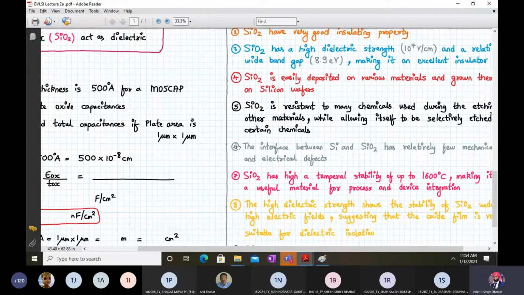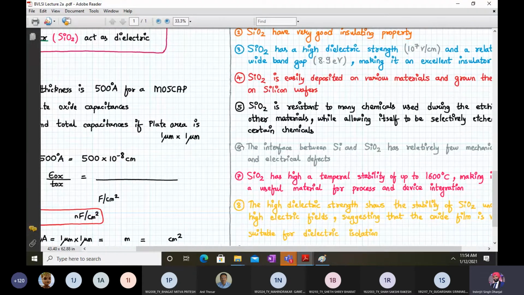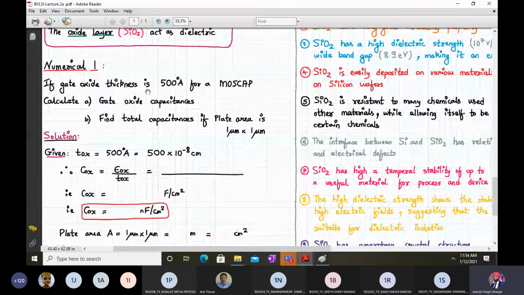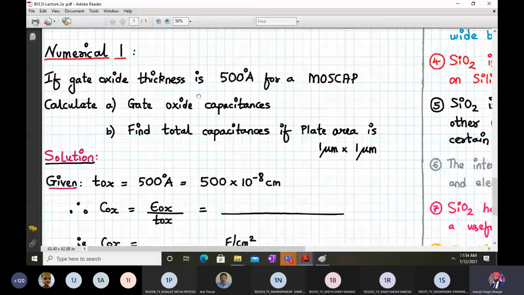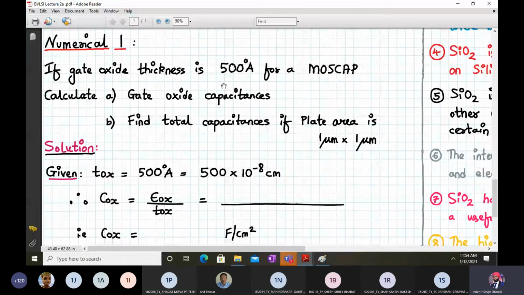Okay. Now get ready for numerical number 1. Everyone, please concentrate on this numerical. The numerical says: if the gate oxide thickness is 500 angstroms for a MOSFET, calculate the gate oxide capacitance, and secondly, find the capacitance if the plate area is 1 micrometer by 1 micrometer.